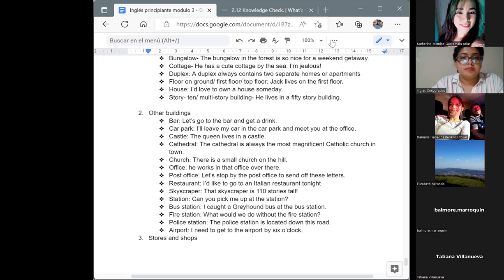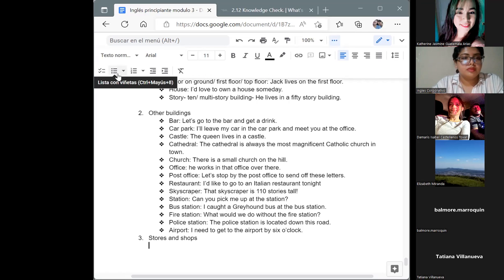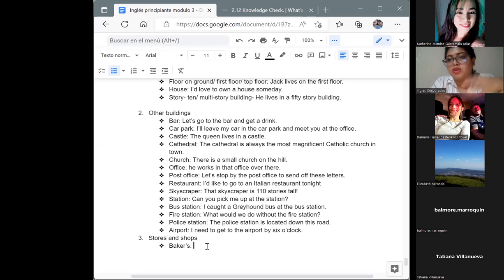So we're going to see. So we have in the first one, bakers. Bake, bakery, bakers. And we have the example. I like to go to the baker's to get a cake. Me gusta ir a la panadería o donde el panadero, porque en este caso baker's es como la tienda del panadero, solo que nosotros conocemos que es una panadería. I like to go to the baker's to get a cake.